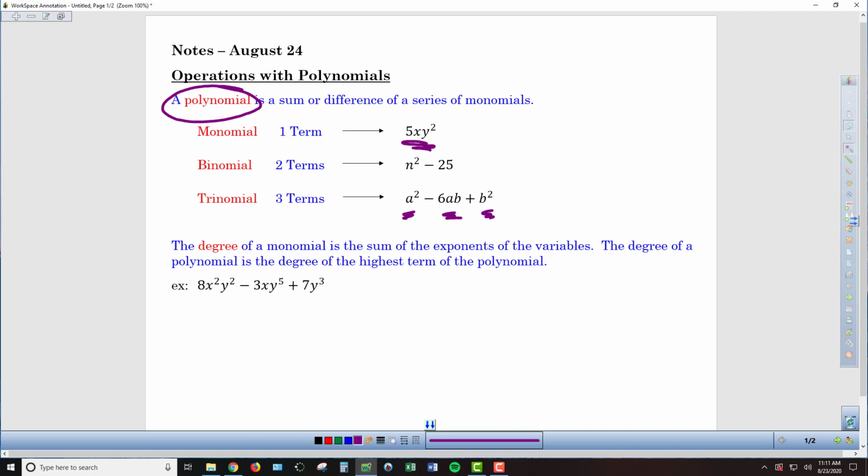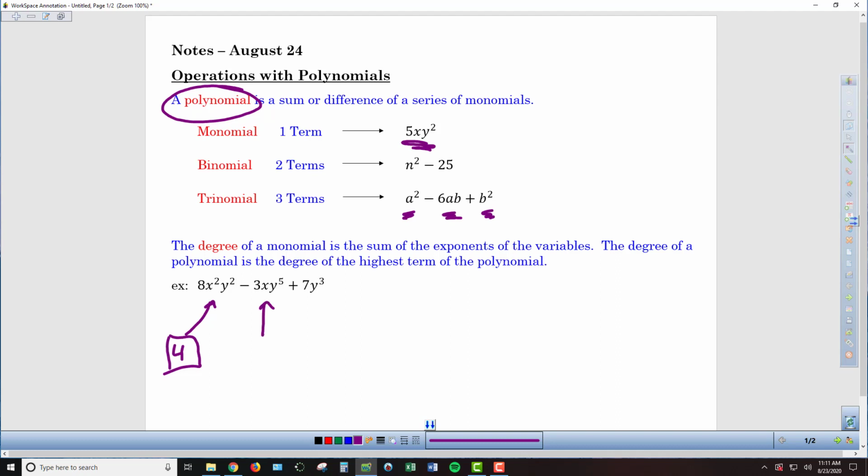Now, when we talk about the degree of a polynomial, we have to look at the degree of the individual terms, at the individual monomials that make up that polynomial. So we're going to take a look at this 8x squared y squared first. And so the degree of that monomial is the sum of the exponents of all of the variables. So in this case, we can see an exponent of 2 on the x, we can see an exponent of 2 on the y, so the degree of that term is going to be 4.